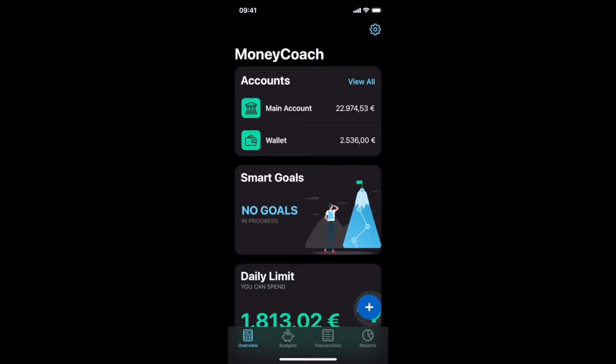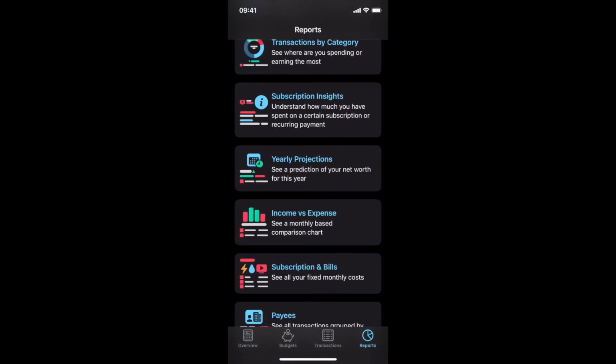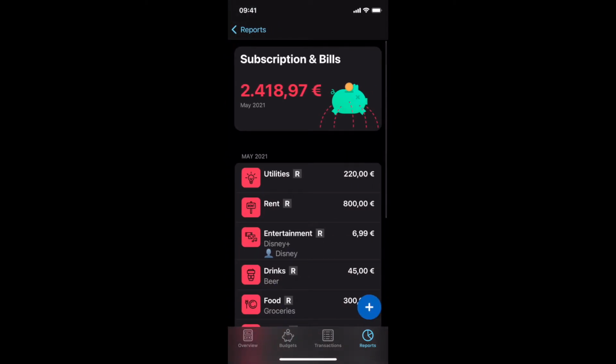Now, if you're like me, you already pay for Netflix, Hulu, Disney+, Spotify or whatever. But do you have an idea how much money you have spent in total for those subscriptions? Most of us don't know that number. Well, you can check the fixed cost for the month. You don't know how much money you spend in total for a subscription.